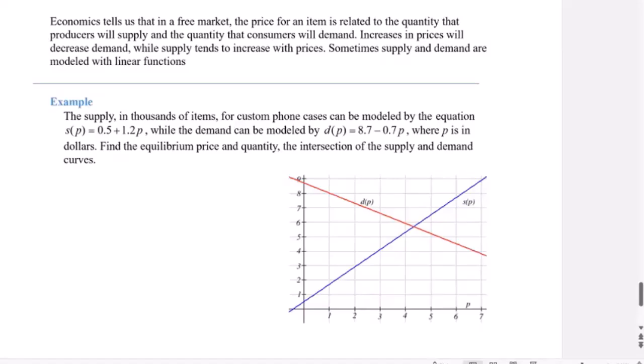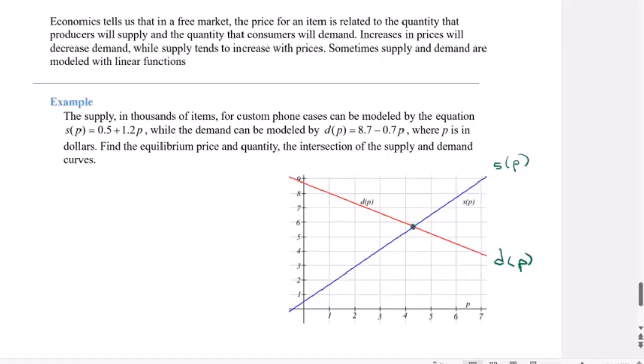For example, the supply in thousands of items for custom phone cases can be modeled by the equation S of P equals 0.5 plus 1.5 P. So this right here is S of P. I can tell because my slope is positive, it's going up. The demand can be written D of P equals 8.7 minus 0.7 P. This is D of P, where P is in dollars. Find the equilibrium price and quantity, the intersection of the supply and demand curves.